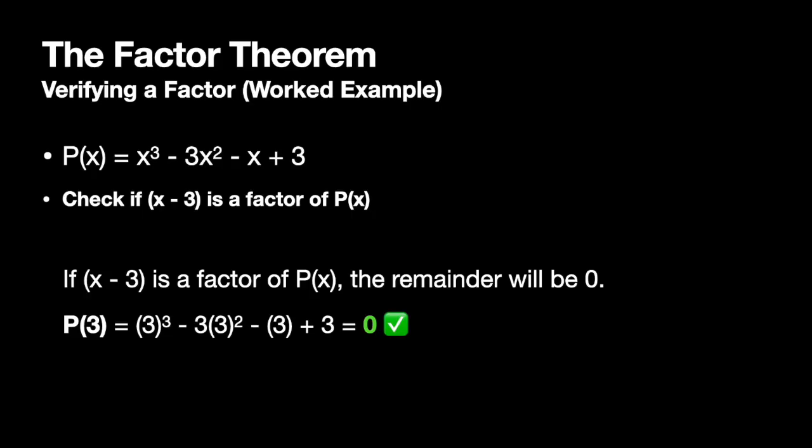Well, if x minus 3 is a factor, we know that the remainder when dividing by it should equal 0. And then recall from the remainder theorem that if x minus 3 divides into it exactly, or if the remainder gives 0, the polynomial plugged in with 3 should give us 0. So we can test that simply by replacing all the x values with 3. So 3 to the power of 3 minus 3 times 3 to the power of 2 minus 3 plus 3 does in fact give us 0. So we can confirm that x minus 3 is a factor of this polynomial.